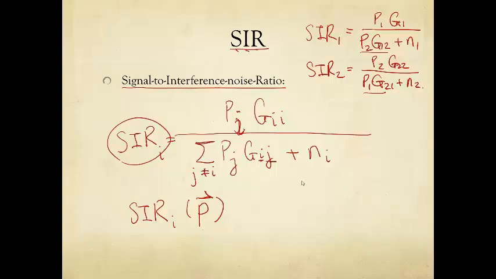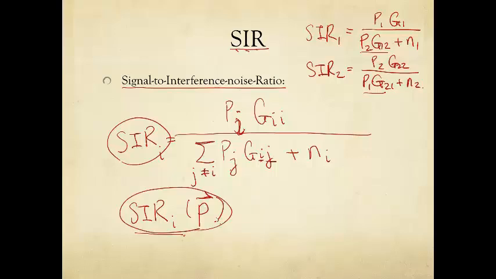If there's no other user, it's easy to increase SIR for user 1. I'll just increase P1. But of course, there are other users. A larger P1 helps SIR1, but it will also show up as a larger denominator for the other SIRs that will hurt the other SIRs. So the first observation is that SIR is a function of the entire vector P.